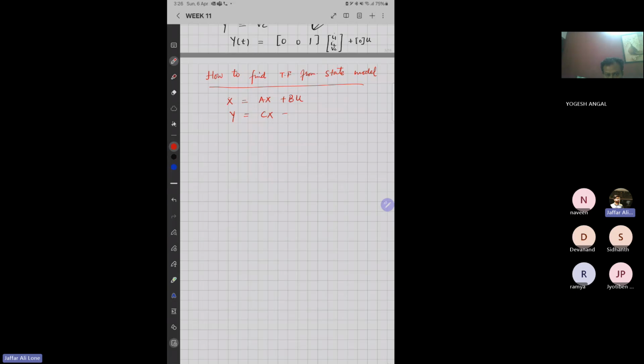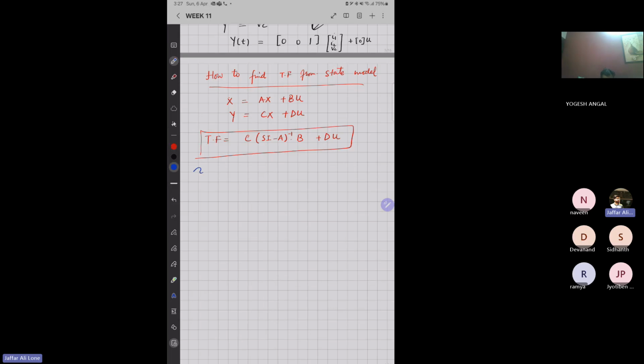equations from now onwards. They're very, very important. If you are given x dot equal to ax plus bu, y equal to cx plus du, then the transfer function will be c into (sI minus A) inverse into B plus D. This is the formula that you will be remembering, and the work will be easier.